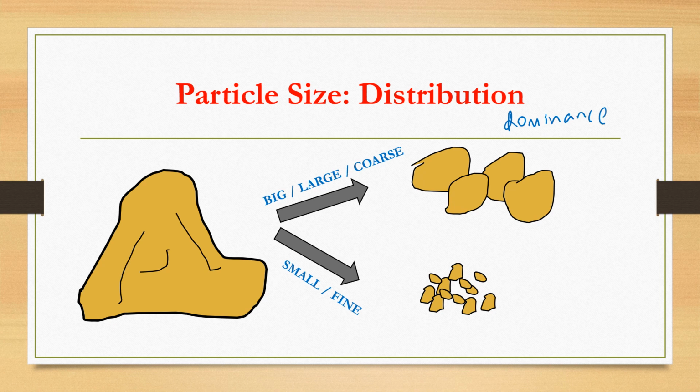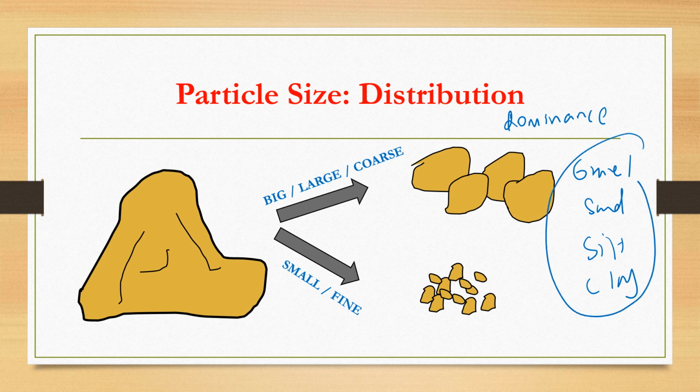If you're talking about big to small, it means that it may have all types of soil. You have gravel, you have sand, you have silt, you have clay in the sample of your soil. But what we are looking for is which one is the dominant. Is it gravel? Is it sand? Is it silt or clay? It means that it makes up the major percentage in that particular sample. So we want to know which one is the dominant.